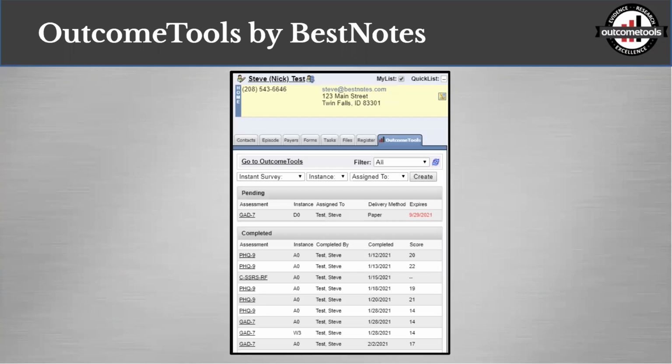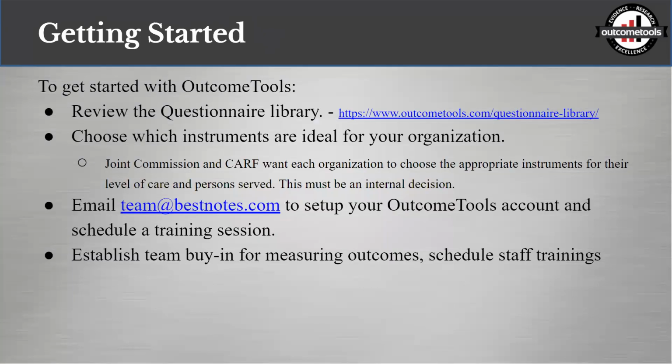You'll see in BestNotes, this is where that Outcome Tools tab will be. On this client, you can see that you've got your completed assessments here, who has completed them and what their score is. And those are those snapshots that you can pull up side by side with your treatment plan and your progress notes while you're meeting with the client, and you can review those results and say, well, you reported this on your PHQ-9. Let's talk about that.